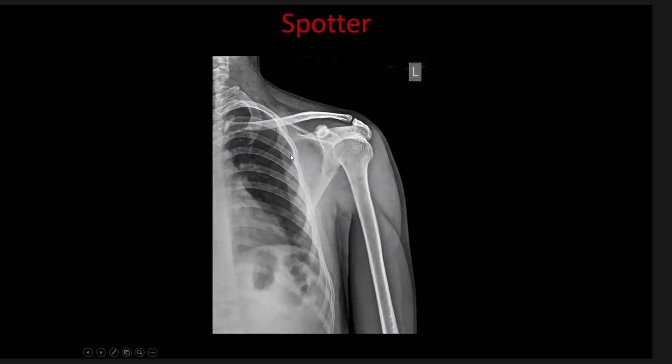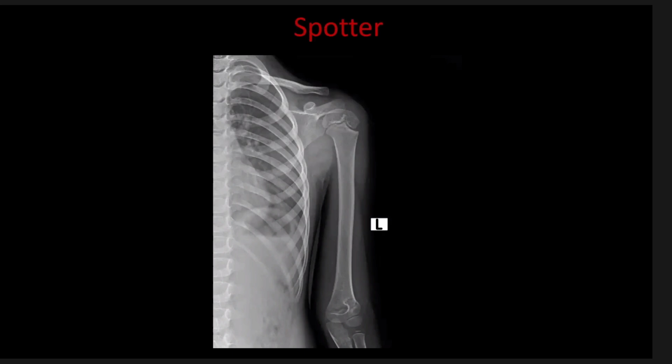Now many candidates have started picking up very well. Again, we can clearly appreciate a fracture of the scapula. This is the fracture line going here and coming to the lateral border, the infraglenoid part. Here we can see it coming to the lateral border too. So, fracture of the scapula. Next.